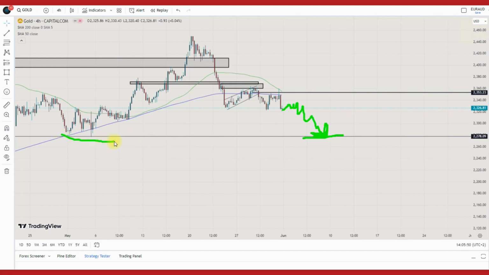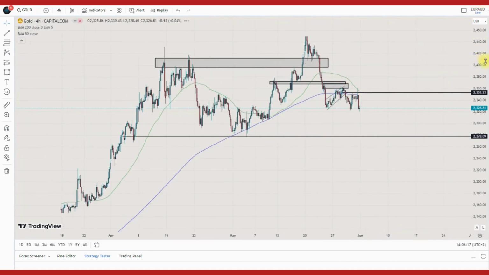This is where I'm anticipating gold to go, because here it didn't create a new high when buyers stepped in at this area. They failed to create a new high here, and then we saw some rejection here, which means that the sellers are still dominating right there, and probably they might drag that price back to 2,278. So that's what I'm looking at on gold for a sell setup.